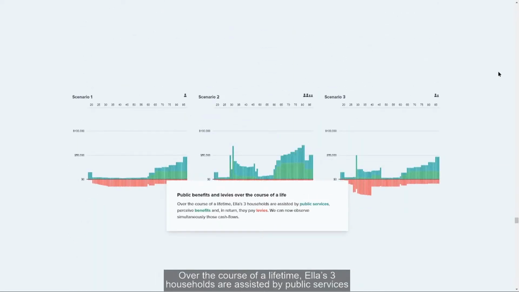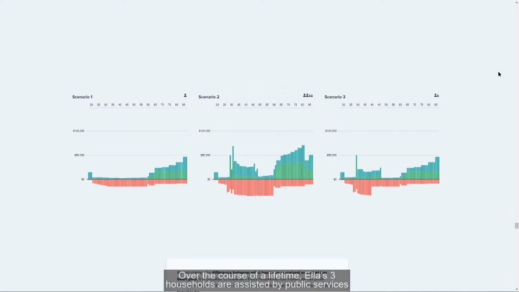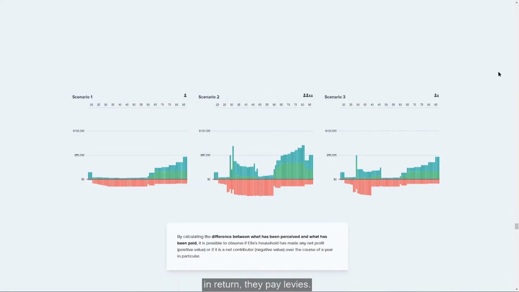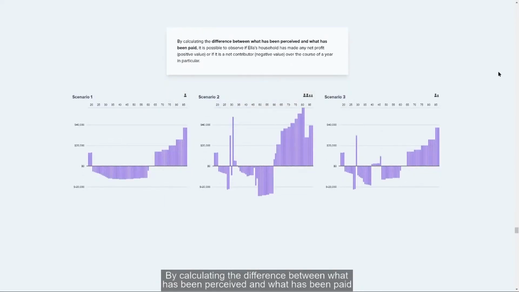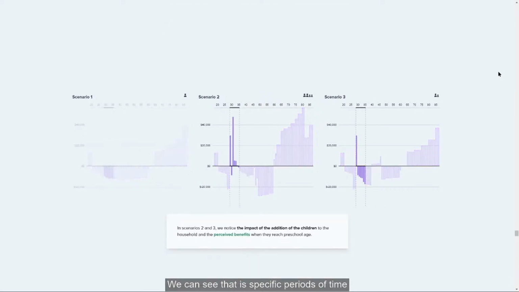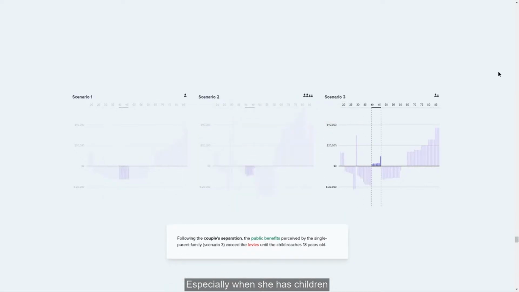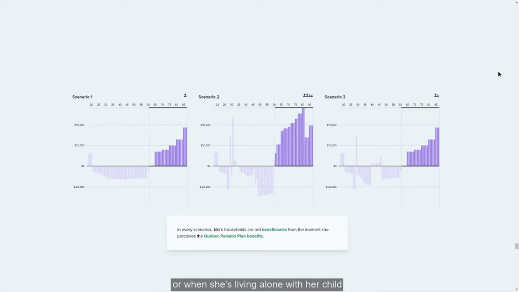Over the course of a lifetime, Ella's 3 households are assisted by public services, perceive benefits, and in return they pay levies. We can now observe all these amounts in one place. By calculating the difference between what has been perceived and what has been paid, it is possible to observe if Ella's household has made any net profit or if it's a net contributor. We can see that in specific periods of time, Ella receives more than she pays, especially when she has children or when she's living alone with her child.